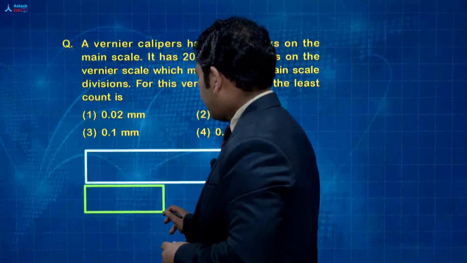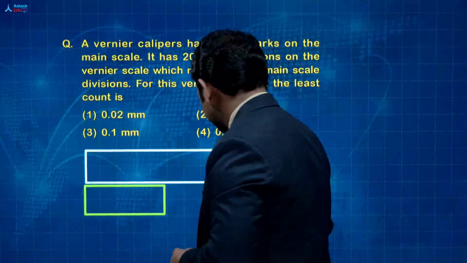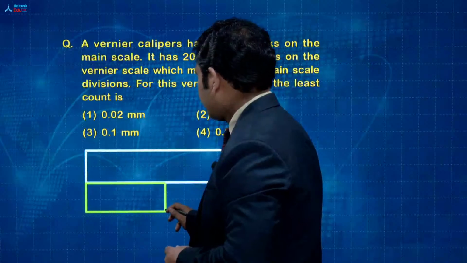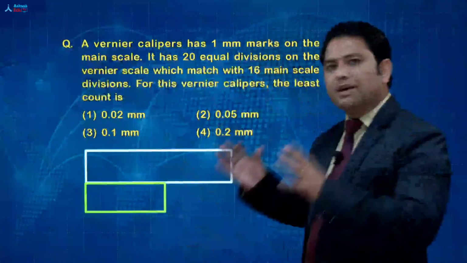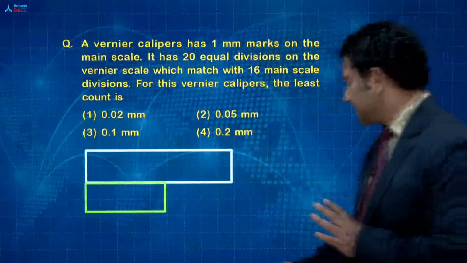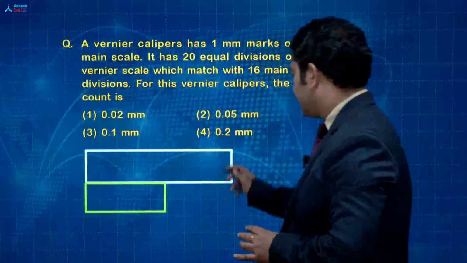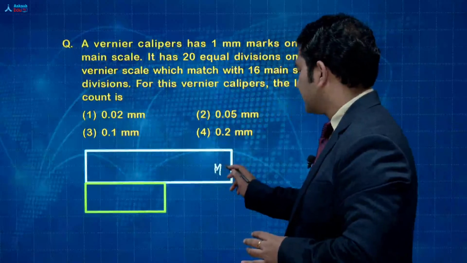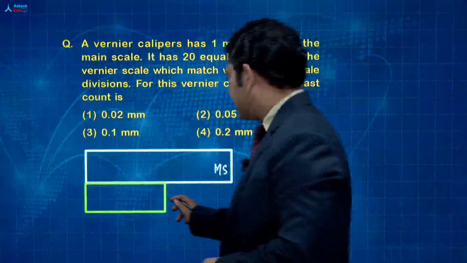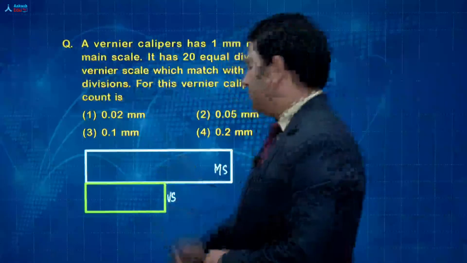Okay, so here is the main scale and here is the vernier scale, and the combination of the main scale and the vernier scale will be called as the vernier caliper. Now you got to understand one thing, that this is the main scale. Let me write it by MS, that's fine. And this is the vernier scale.